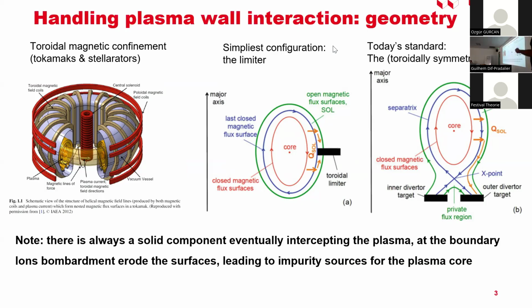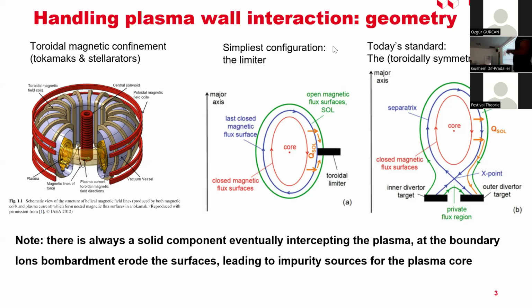And then to better control those performances, people came up with the idea of diverting the plasma at the boundary. So you add a coil somewhere and you create this X-point, where the poloidal magnetic field is null. This allows you to move the plasma-wall interaction area away from the core plasma. With this configuration, we improve confinement, high confinement mode appearance, and so on.